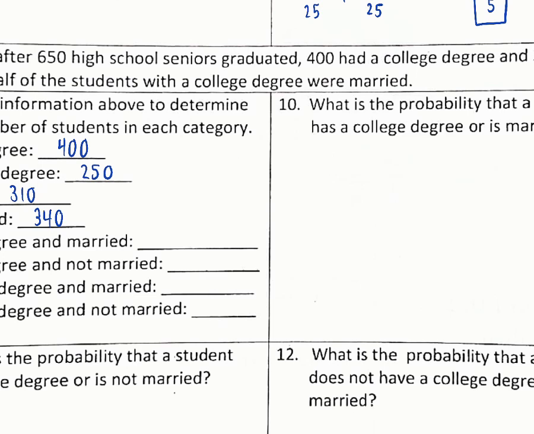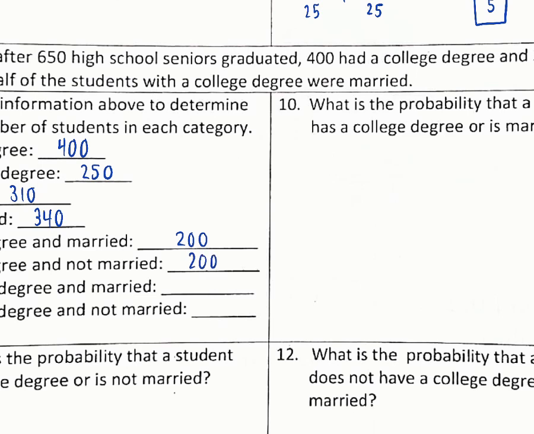Now, last, it says half of those with a college degree were married. How many had a college degree? 400. So what's half of that? So how many were college degree and not married? Also 200, right? 400 minus 200.